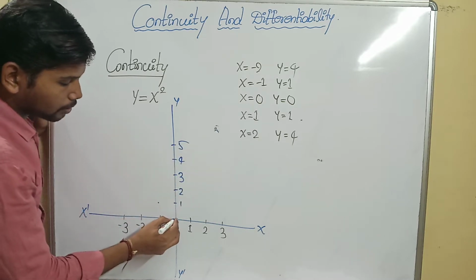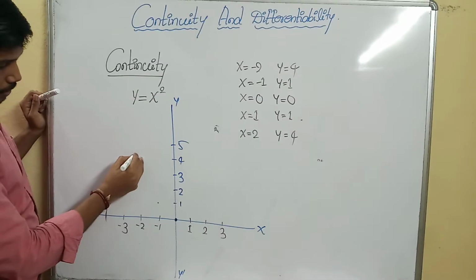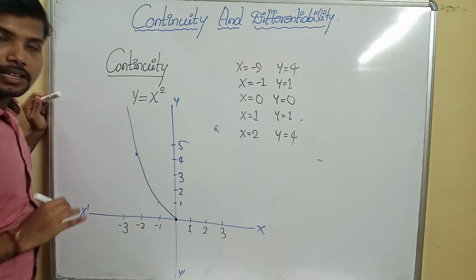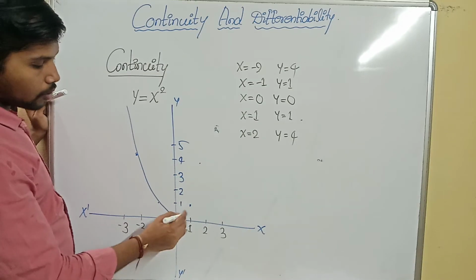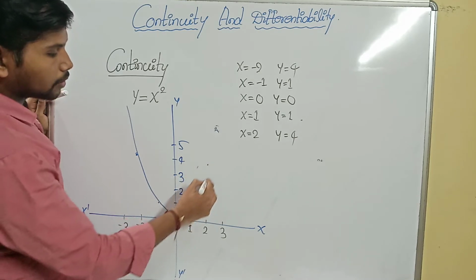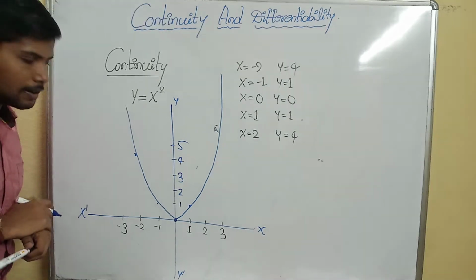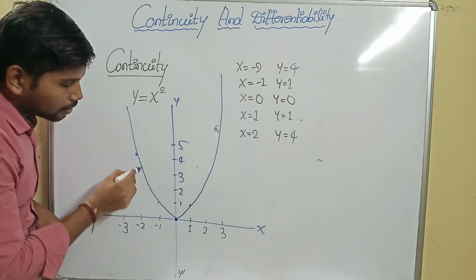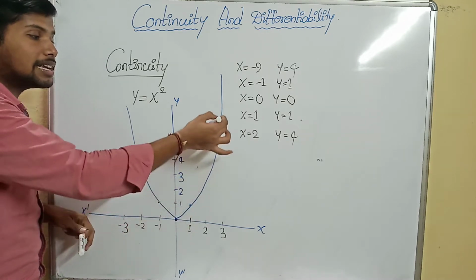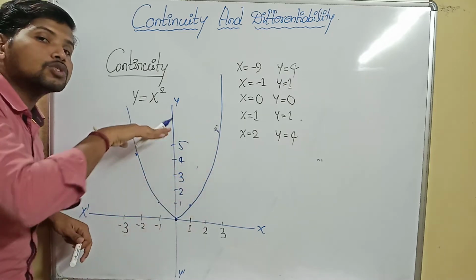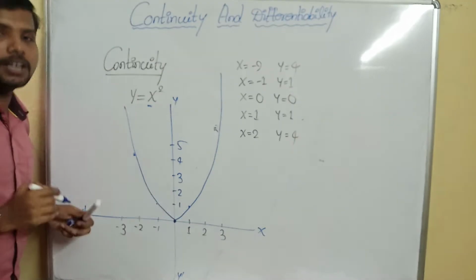Whenever x is equal to minus 2, its value will be 4 here somewhere. The graph we are getting is like this. X equal to 1, y will be 1. X equal to 2, y will be 4, here. Now I need to draw the graph like this. It is an upward parabola graph. Got the point clearly? Am I lifting the pen from the plane of the board? No, I am drawing the graph continuously. It means there is no break or jump in the graph. That's why the square function is a continuous function.